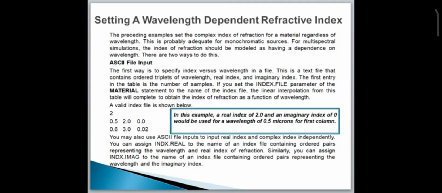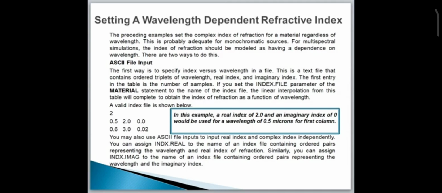For multispectral simulation, the index of reflection should be modeled as having a dependence on the wavelength. There are two ways to define the wavelength. First one is the ASCII file input. The first way is to specify index versus wavelength in a file. This is a text file, NK file, that contains ordered triplets of wavelength, real index, and imaginary index. The first entry in the table is the number of samples.